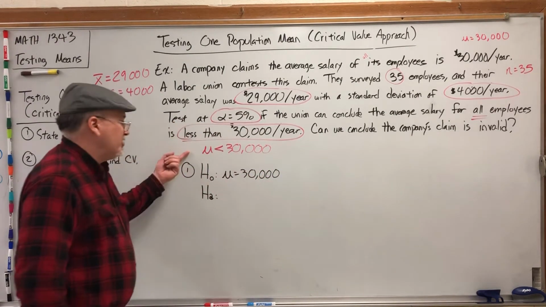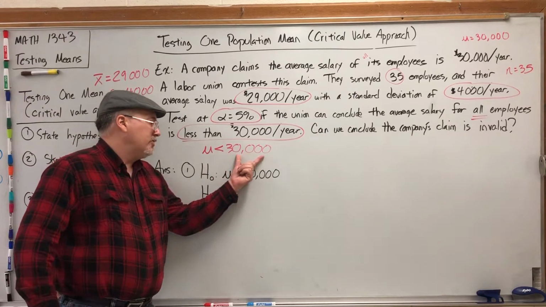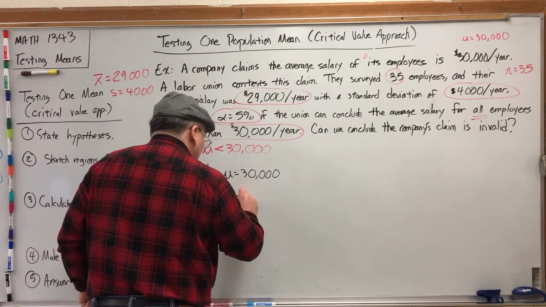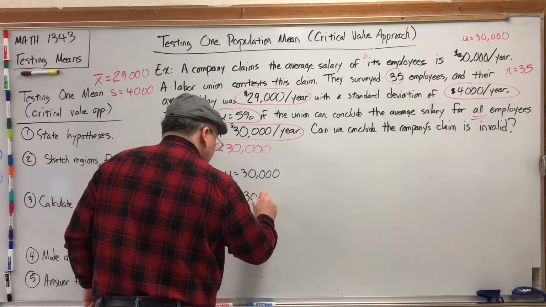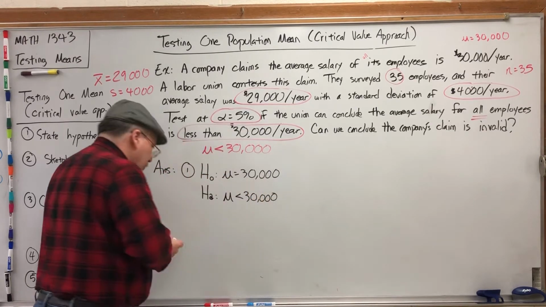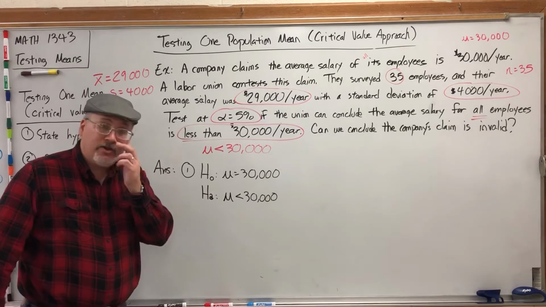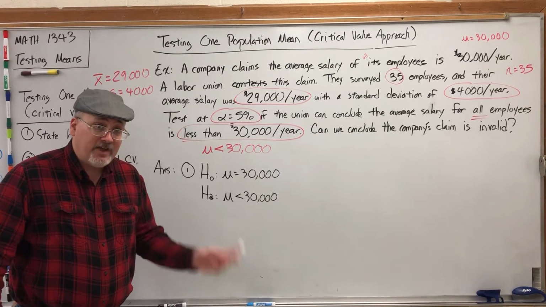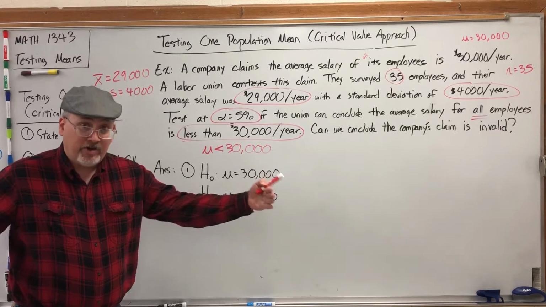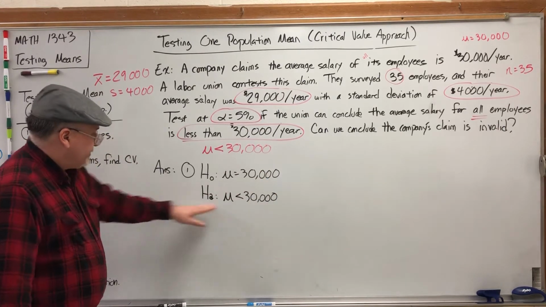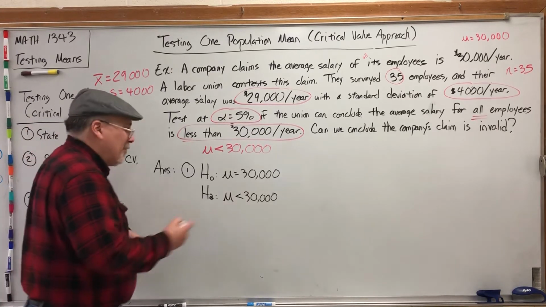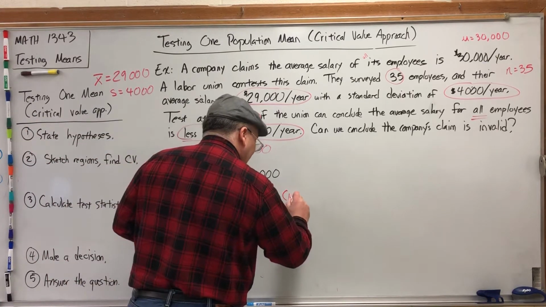The other hypothesis, mu is less than 30,000, prohibits equality, so that's our alternative hypothesis. Before we move to step 2, I do want to remind you that the alternative hypothesis is the one that determines if this will be a left tail, a right tail, or a two-tail test. Since the alternative hypothesis contains less than, that means that we are going to conduct a left tail test.